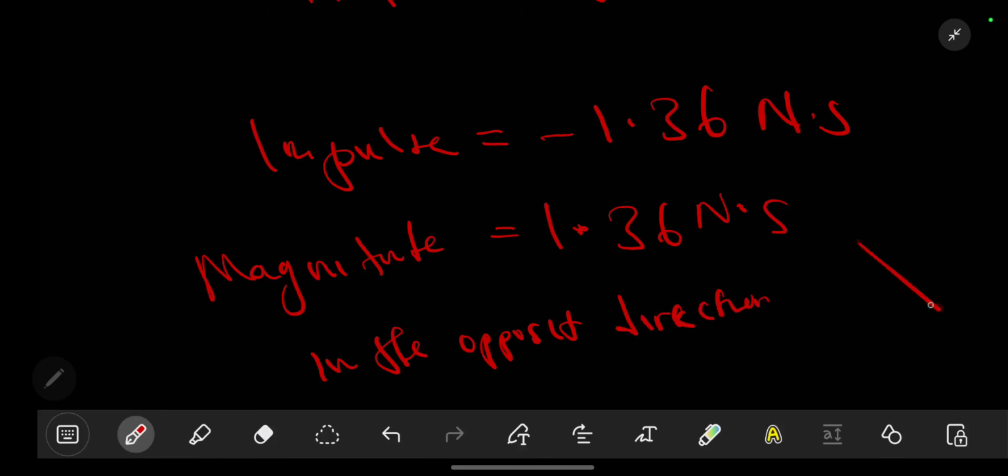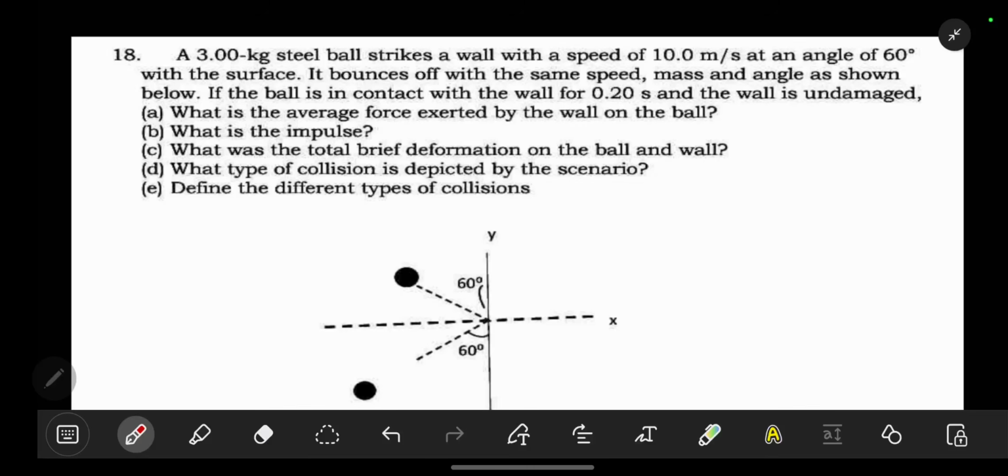So it was moving like that, but in terms of the x, it has changed the direction in the x. So let's move on. Let's look at another question. Let's say we have this one.